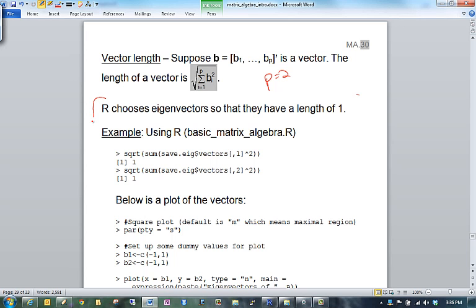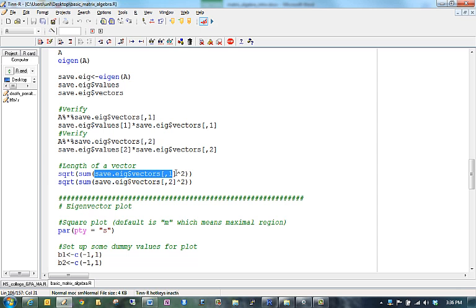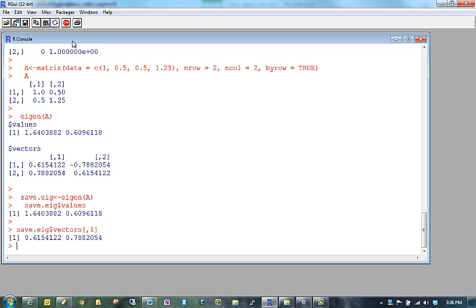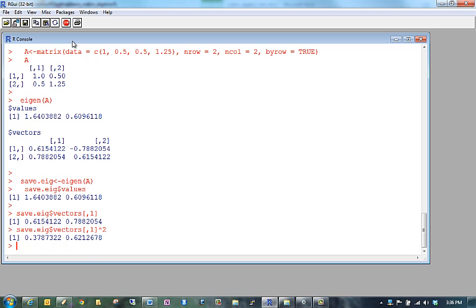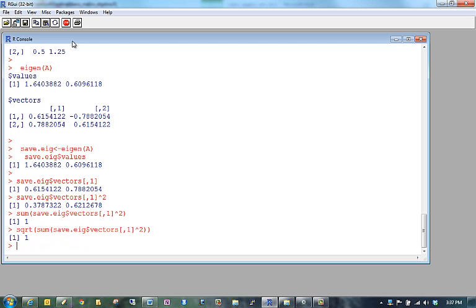Now, the reason why I bring up the vector length is that R chooses eigenvectors that always have a length of 1. So just to verify that, let's look back at our eigenvectors once again. I'm going to extract the first eigenvector. Then I'm going to square each element, and let's sum these elements. And if I were to take the square root, obviously in this case I wouldn't necessarily need to, but I get 1. So the length of the vector is 1.